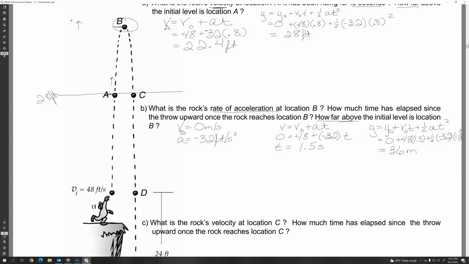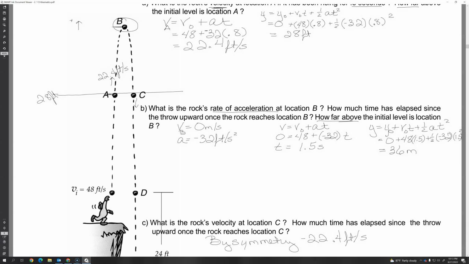So if our velocity at point A was 22.4, and I lost a unit there, feet per second, going up, at C by symmetry our velocity is going down. So this would be by symmetry. We are looking at negative 22.4 feet per second.